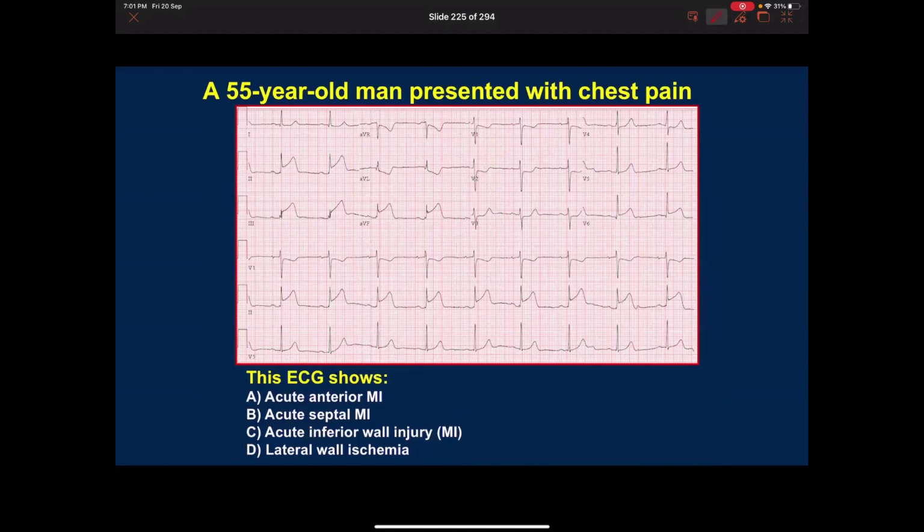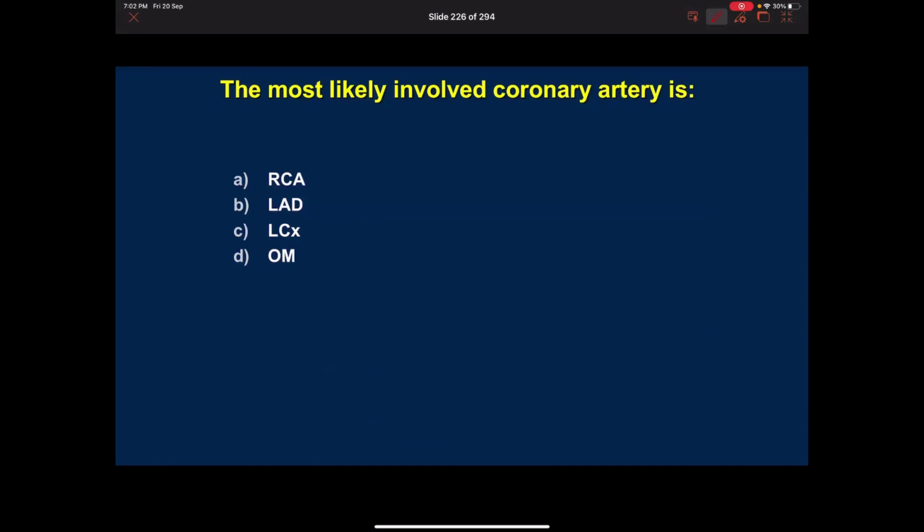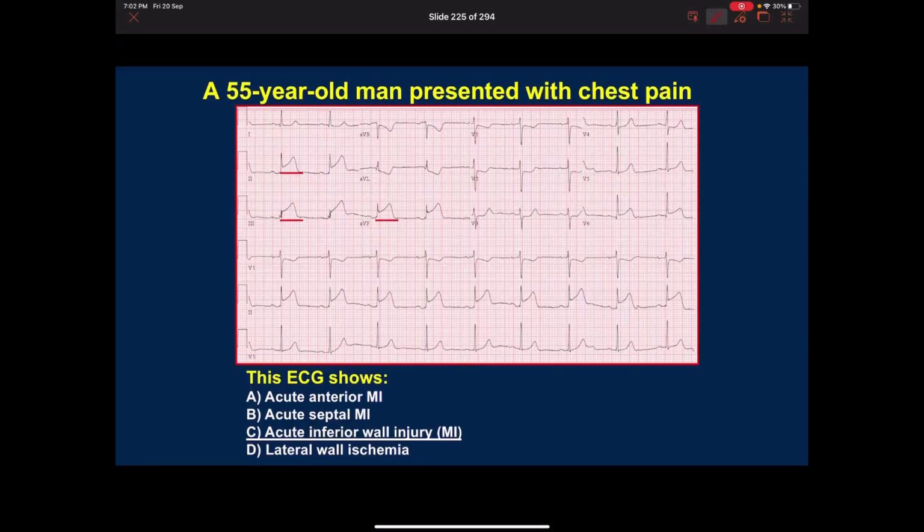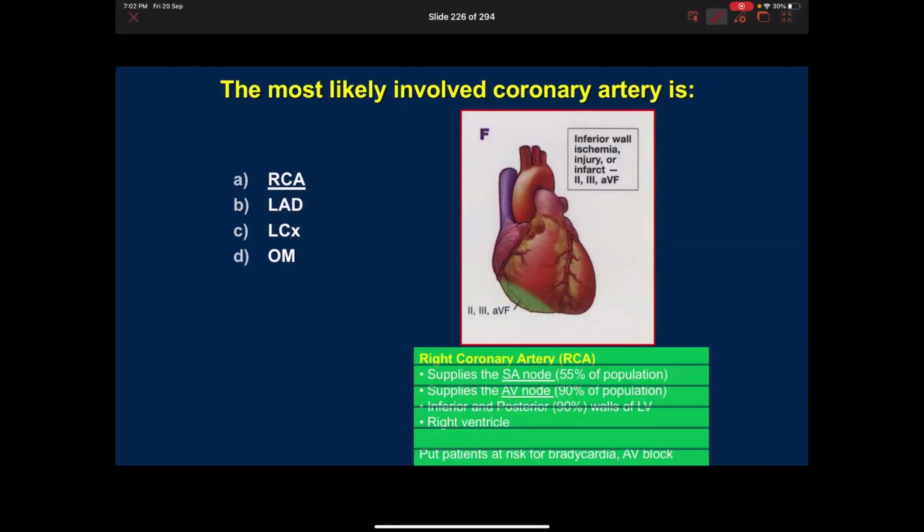What about this one? Inferior. Okay, why? Leads 2, 3, and aVF. Yes, leads 2, 3, and aVF. That's really correct. Perfect. Which artery is most likely involved? RCA. Okay, perfect. This is how questions will look like, basically this and this from this lecture.